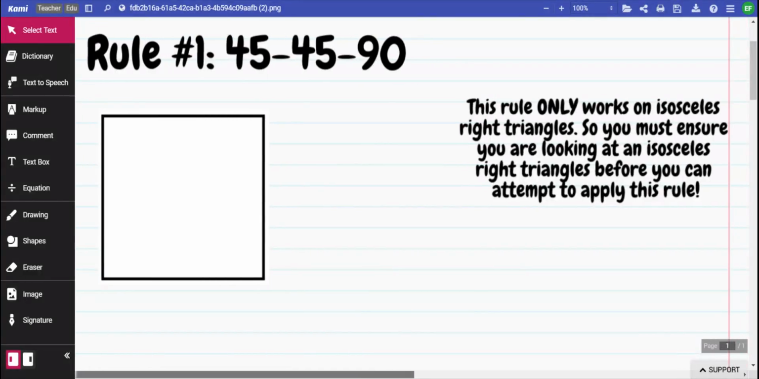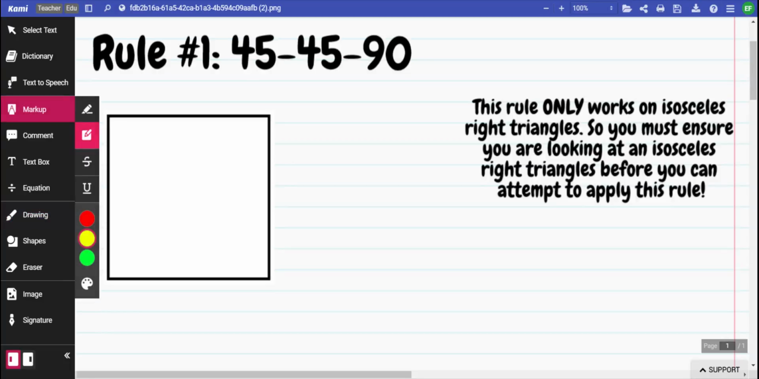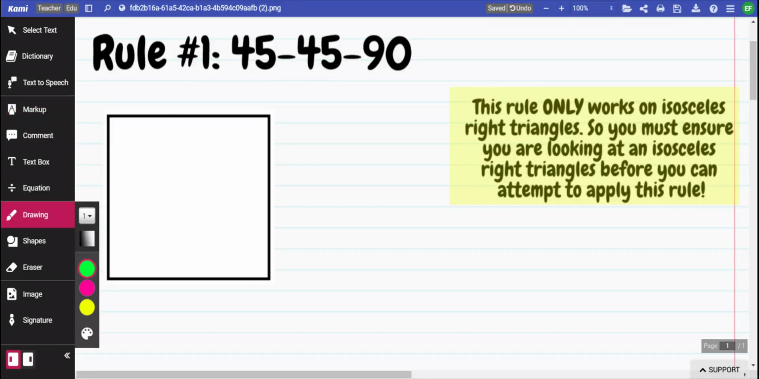So you need to first make sure that you're looking at an isosceles right triangle before you attempt to use this rule. If you do not know for a certain fact that you do have an isosceles right triangle, then you cannot apply this rule. So please know that you cannot assume anything.